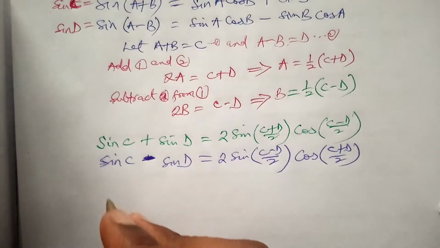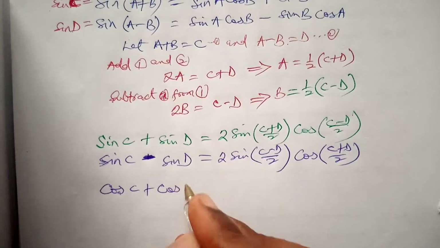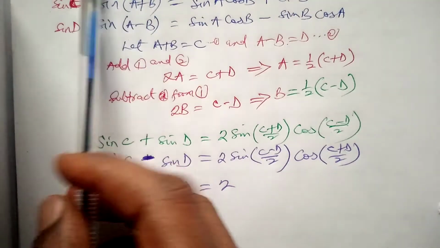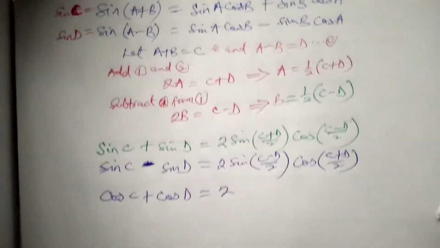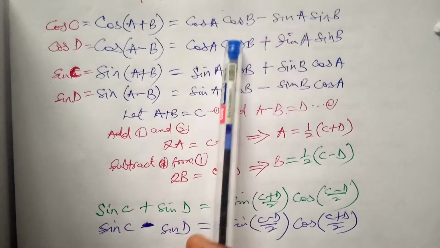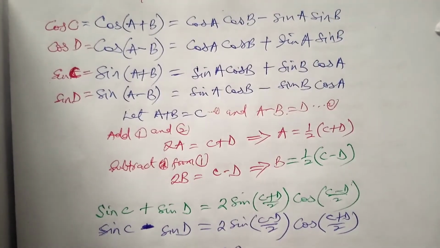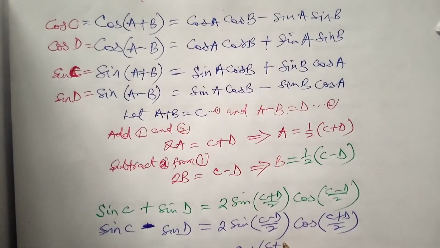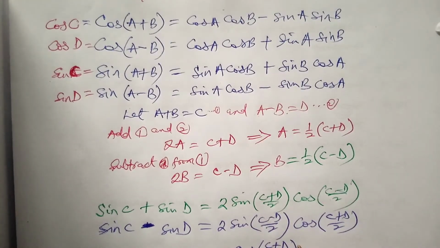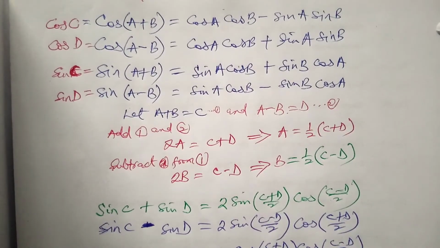If we do it for cos C plus cos D, it will give us this, and this will go. You have 2 cos A cos B. A is C plus D over 2, then cos B is C minus D over 2. That's what we will have.